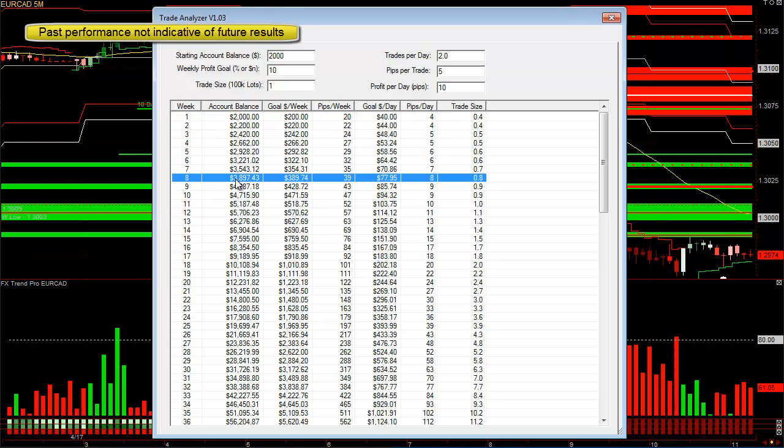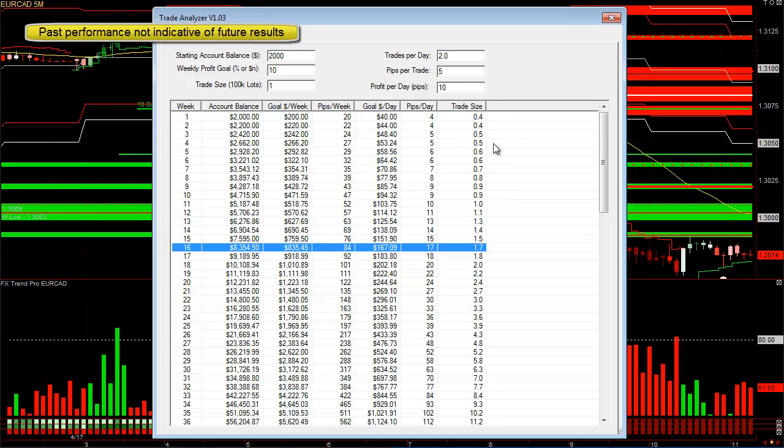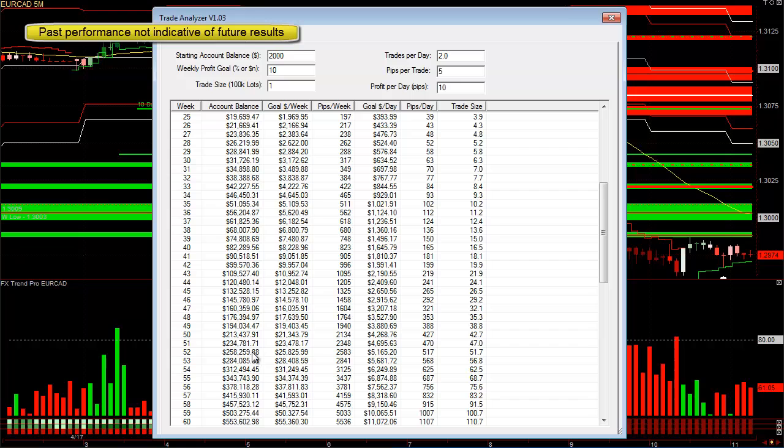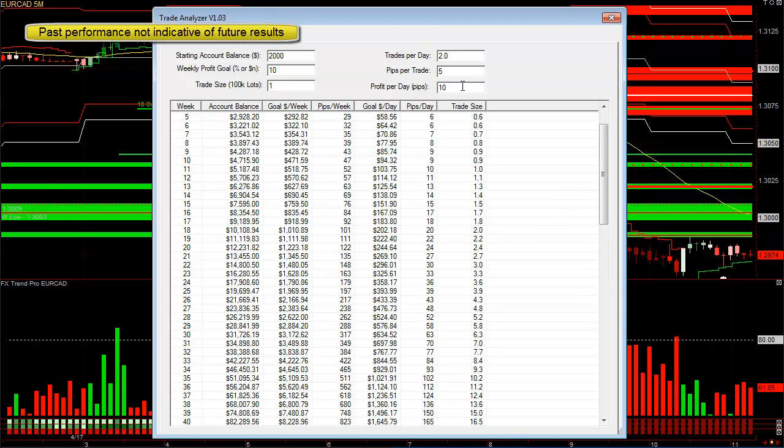After 2 months, it's almost double. Because we don't go up, we only increase the lot size by 0.1 lot, 1 mini lot. After 2 more months, it's more than doubled, doubled again, and so forth. End of the year, you're trading a tremendous number of lots. Obviously, this is the power of compounding. But from 2,000 to 258,000 in 1 year, getting to just 10 pips per day.